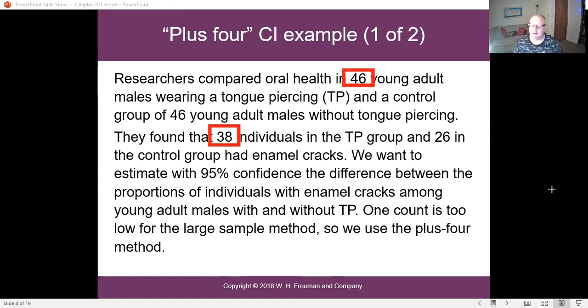We have to have at least 10 failures and at least 10 successes in each proportion for it to be appropriate. If it's not, then you have to use the plus 4 method. So in this situation, we are going to apply the plus 4 method. We're going to use the 38 out of 46, and we're also going to use the 26 out of 46. Those are going to be the 2 different proportions that we're going to use. And notice in both cases, 46 is the n for both of them. So let's take a look now at the math for that.